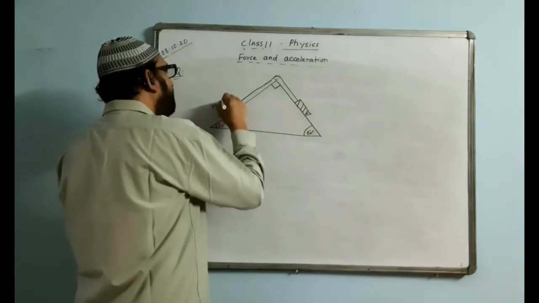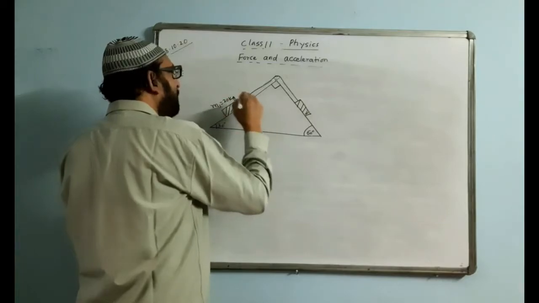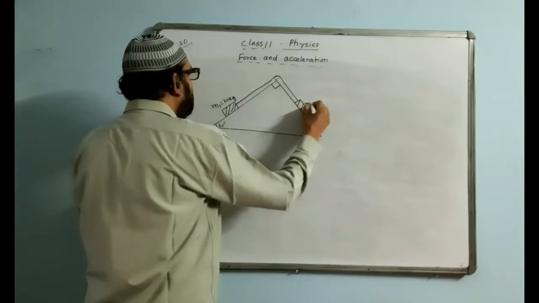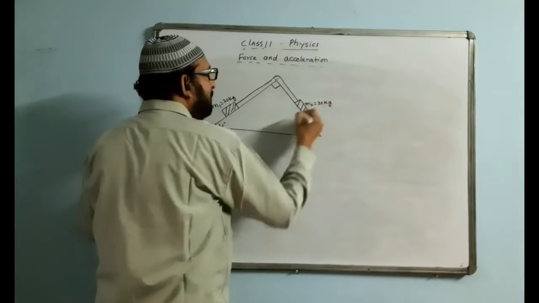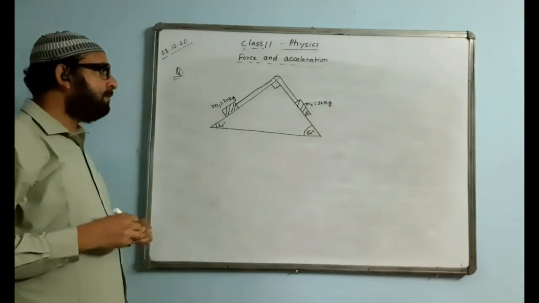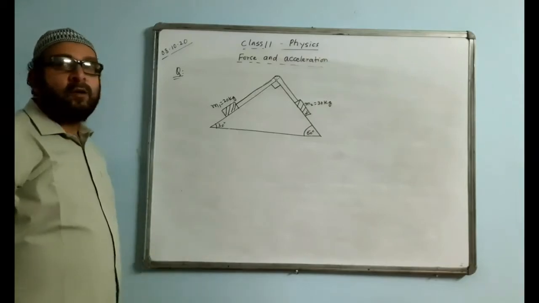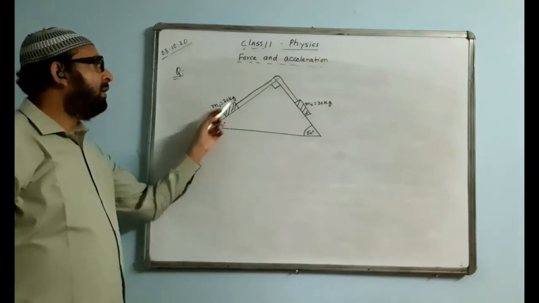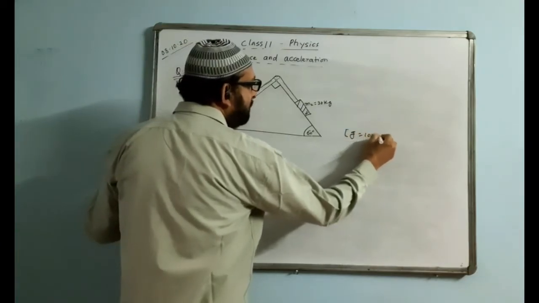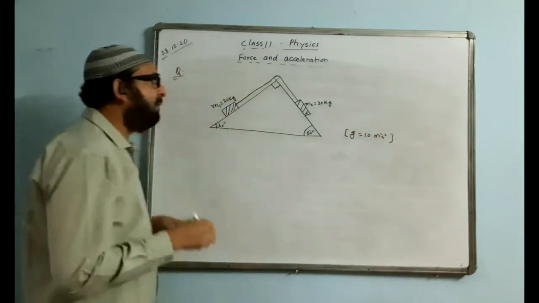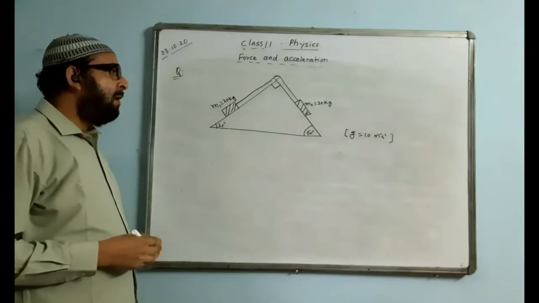This is M1, 20 kg. This is M2, 30 kg. There are two blocks, M1 and M2, both on the inclined plane, and the value of g we are using is 10 here. If the question gives 10, we use that. If it is given as 9.8, we will use that value.